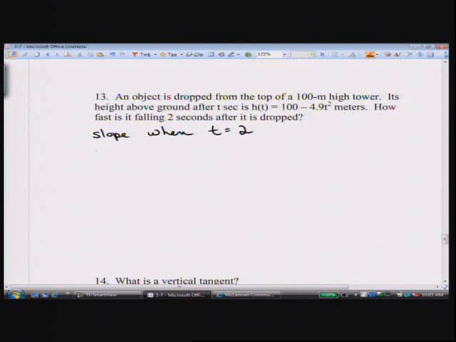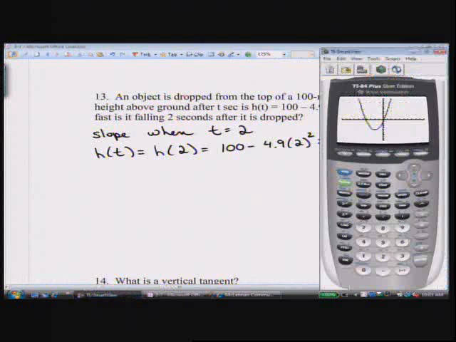So we know that h of t is equal to h of 2, which will be 100 minus 4.9 times t squared. 2 squared in this case. Anybody have a calculator right there? Let's see. So that's 100 minus 4.9 times 2 squared, which is 80.4.